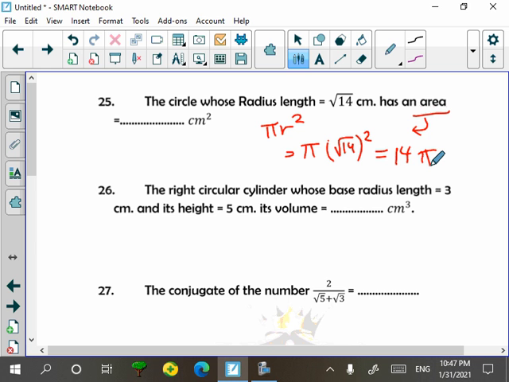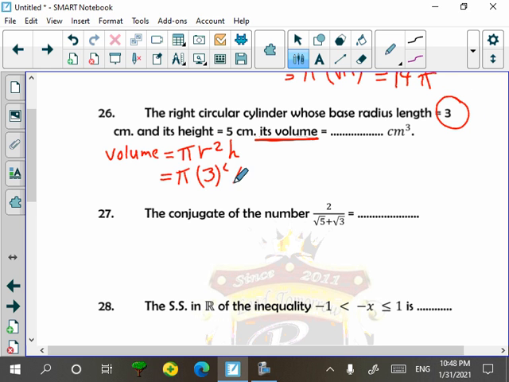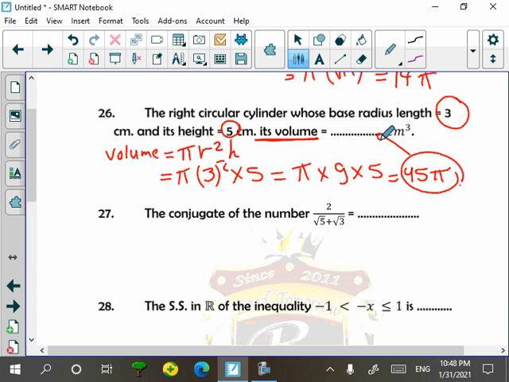Number 26: the right circular cylinder whose base radius length equals 3 centimeter and its height equals 5 centimeter, its volume equals how many centimeter cube. You want to know its volume. Volume equals pi r power 2 h, where r equals 3, so 3 power 2, times h equals 5. Then pi times 9 times 5 equals 45 pi centimeter power 3. So the answer of 26 is 45 pi centimeter power 3.